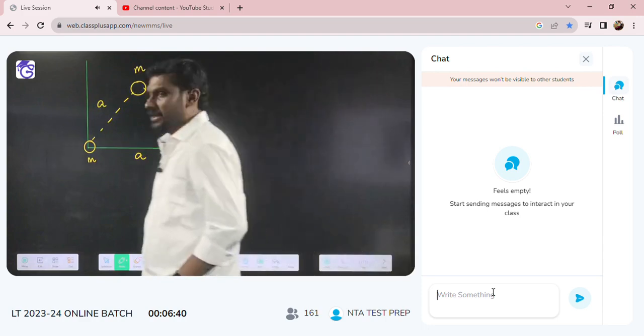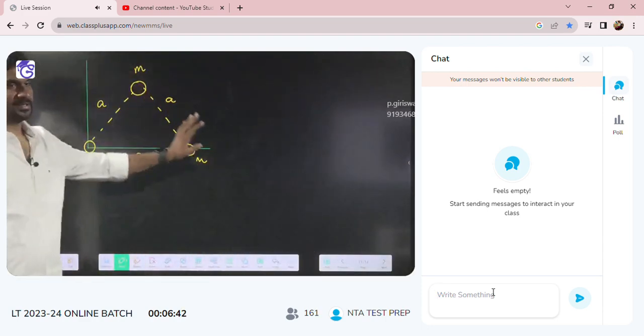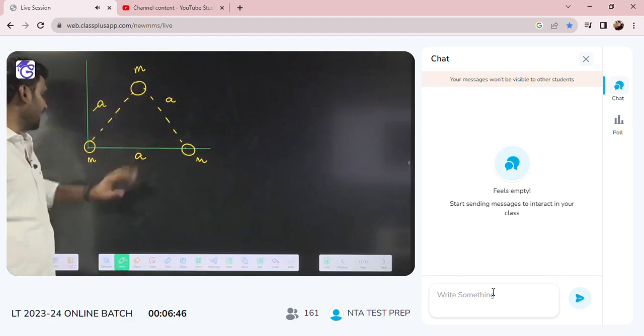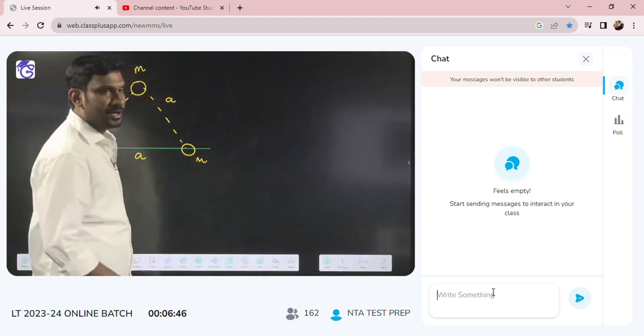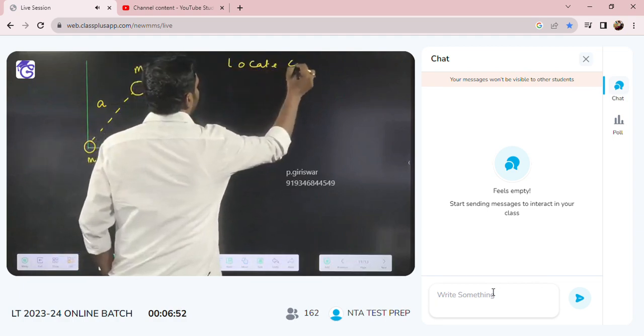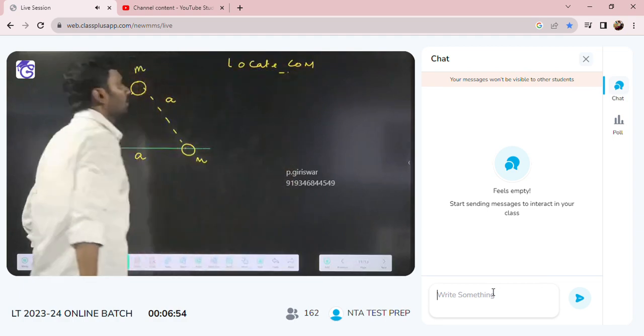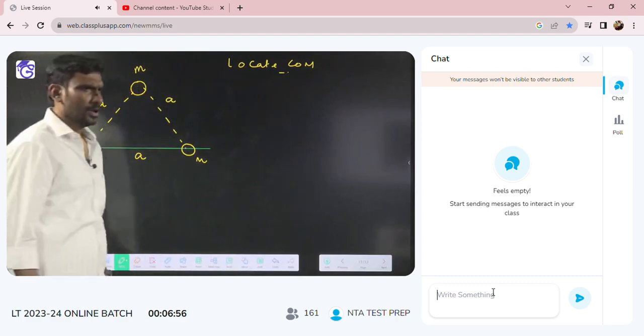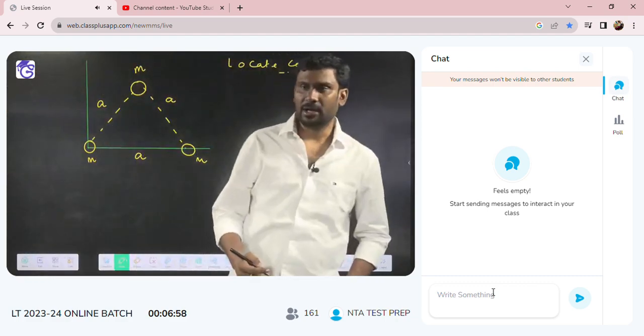So in this case, we have 3 point masses M, M and M. Side is a and a only, and we have to figure out the center of mass. So the question is: locate the center of mass. Where will the center of mass be? How will I locate it? Very simple.